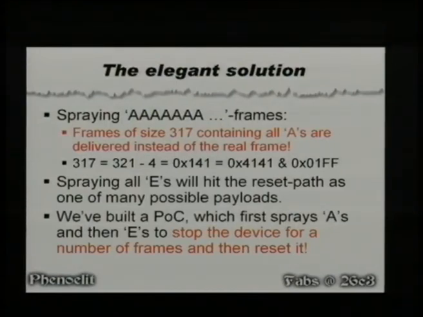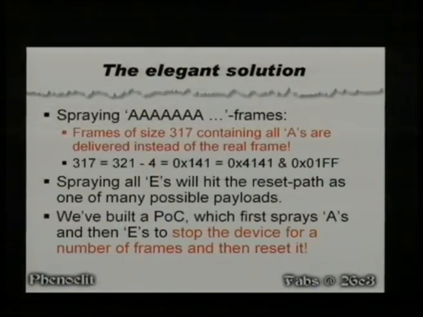Now if you spray with A's, something nice happens. You get a complete frame of A's of size 317 handed upwards. 317 is 321 minus 4 for the checksum, and that is in hex 0x141. They apply a mask, so it was originally 0x4141, which is AA. Okay, so that's our payload. When you spray with E's, you hit the reset path. And when you spray with A's first, and then with E's, you actually get to drop n frames, some amount of frames you want to drop, and then the adapter goes back to normal.